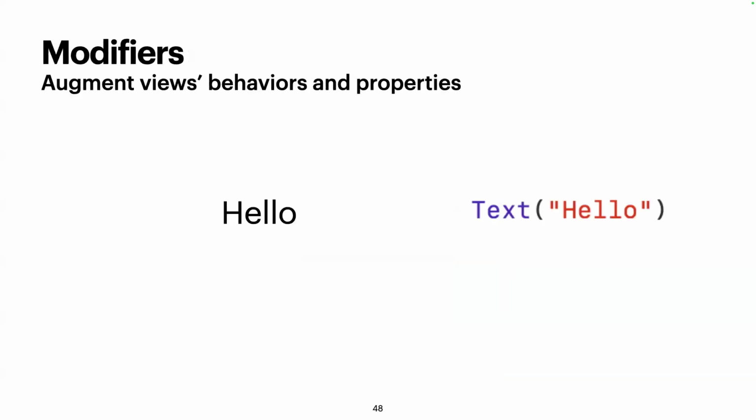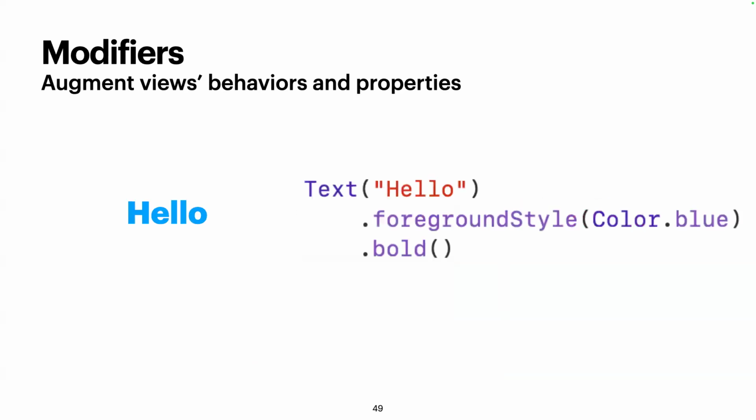Now, there's a concept called modifiers, which augments a view's behaviors and properties. Let's say we have this text right here, and this is how you create a text in SwiftUI. I could use something called view modifiers, modifiers that modify a view, and attach it to a specific view like this. So right now I'm saying this text, hello, its foreground style, which is its text color, would be blue, and I want to make it bold, just like that.